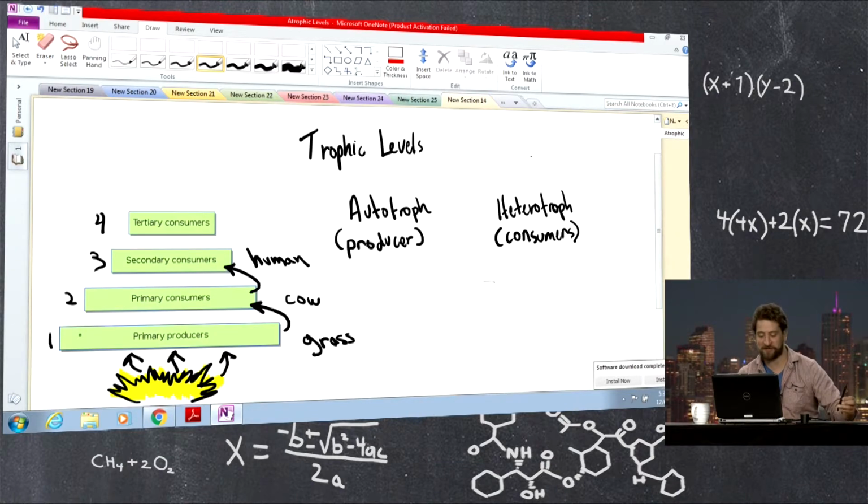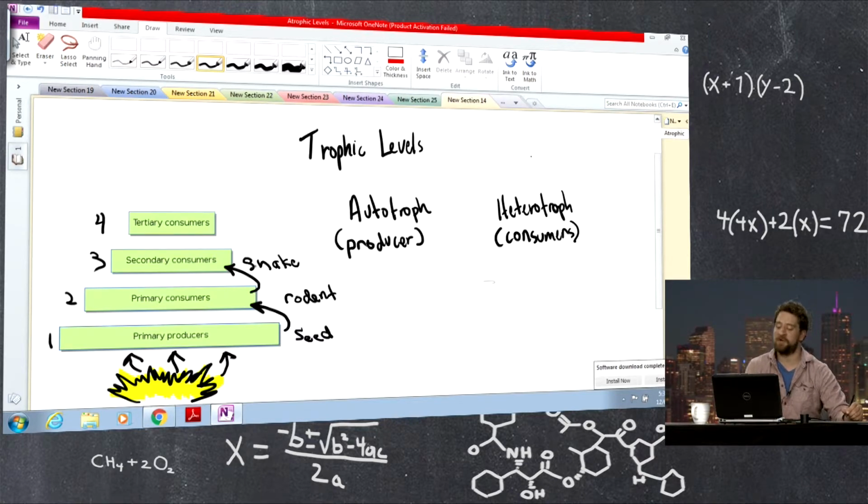So let's imagine a different situation here. Instead of cow and human and grass, let's imagine a seed, some type of seed, as part of our primary producer, a seed that came from some plant. And then we can imagine some type of rodent that fed off that seed, like maybe a little mouse of some kind. And then we can imagine a secondary consumer like a snake feeding off that rodent and gaining some of the energy from that rodent. And then we can imagine a tertiary consumer like an eagle or some kind of a bird of prey that might swoop down and eat that snake. And there we would have a tertiary consumer, an animal that consumed an animal that consumed an animal that consumed some sort of primary producer.